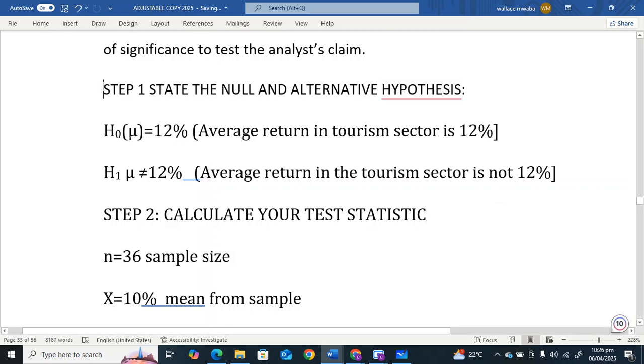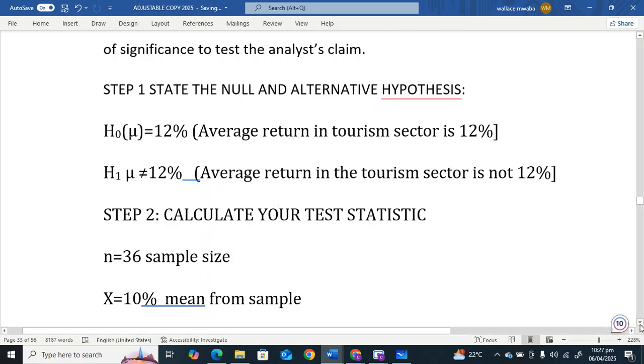Okay, so yes, I was saying step two, we need to calculate our test statistic. With these hypothesis tests, your test statistic is tested against a critical value. That's what helps you make your decisions. So step two, we need to get our test statistic.